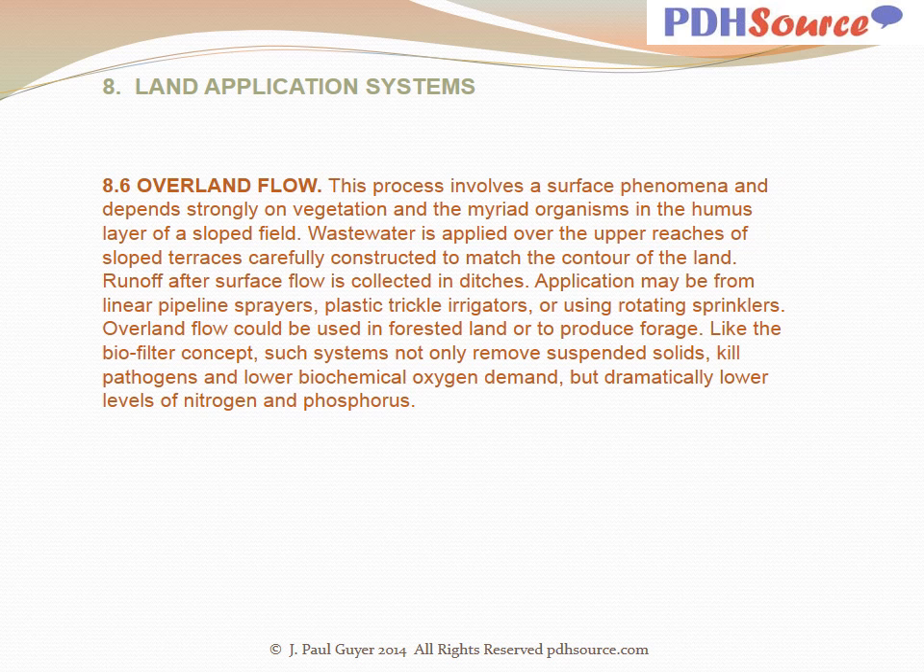With regard to overland flow, this process involves a surface phenomena and depends strongly on vegetation and the myriad organisms in the humus layer of a sloped field. Wastewater is applied over the upper reaches of sloped terraces carefully constructed to match the contour of the land. Runoff after surface flow is collected in ditches. Application may be from linear pipeline sprayers, plastic trickle irrigators, or using rotating sprinklers. Overland flow could be used in forested land or to produce forage.